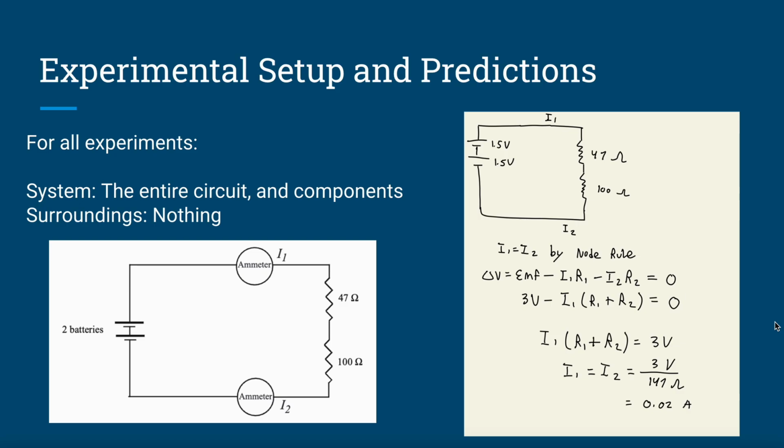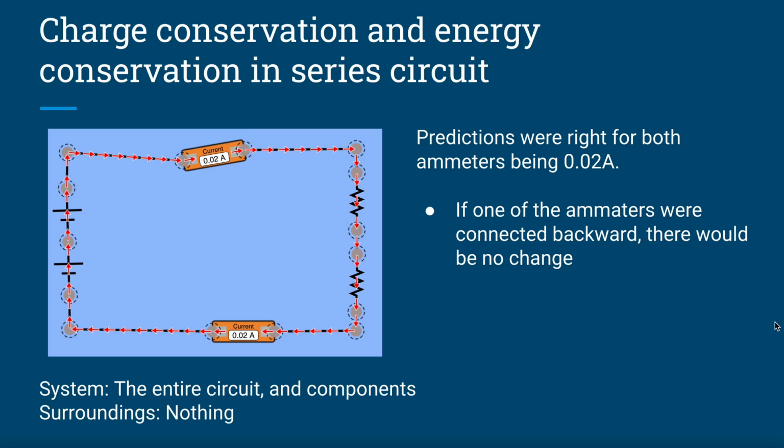Using the node rule and the loop rule, we can calculate that I1 is equal to I2, which is equal to 0.02 amps. If we implement this in the simulation and then find out what the current is, we get that both the ammeters show that the current is 0.02 amps. Therefore, the prediction was right. But if we changed one of the ammeters and made it backwards, there would still be no change, and the current would still be the same.